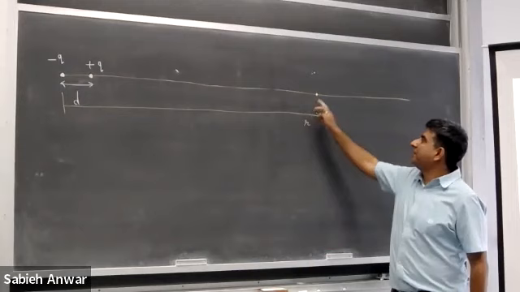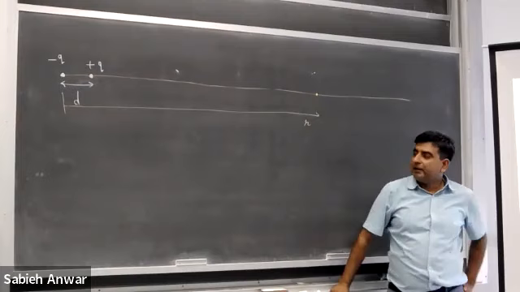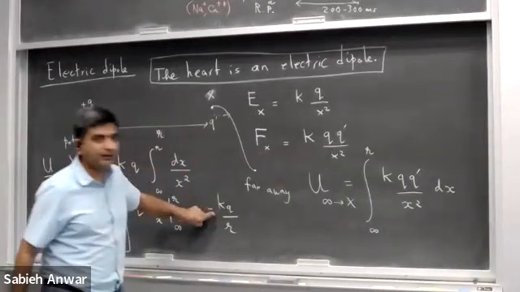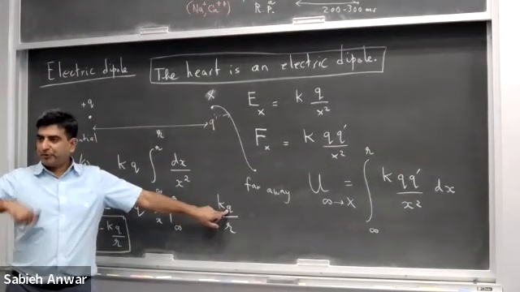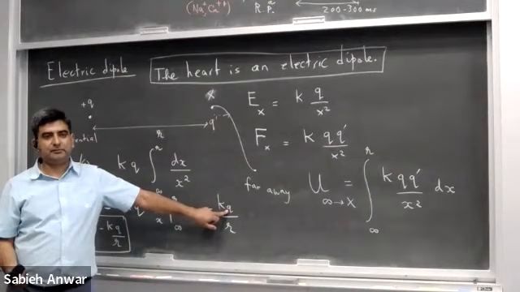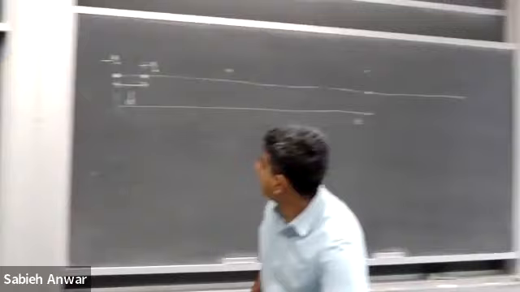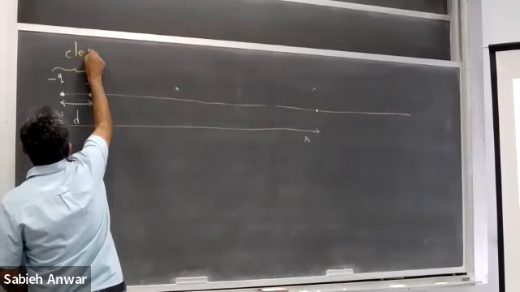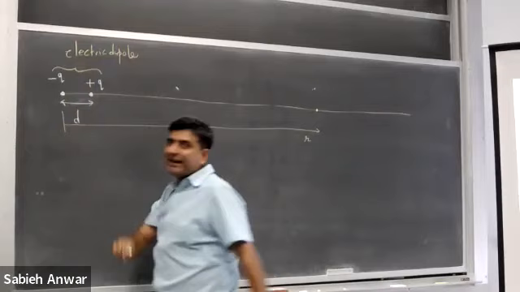Will there be a potential here? Remember, if you look at this formula, if I change the sign of Q, this potential is going to reverse. Remember this. Now here, I have two charges, equal and opposite, but they are separated by some distance. This object here is called an electric dipole. And the heart acts as an electric dipole, as we're going to see in a minute.